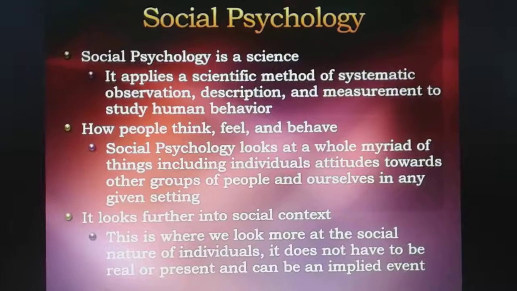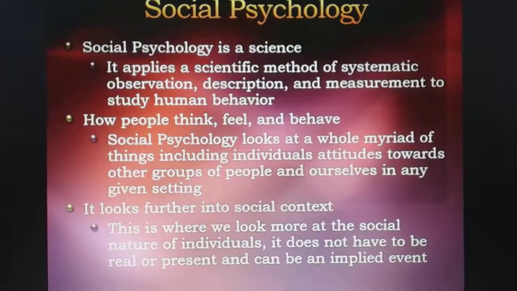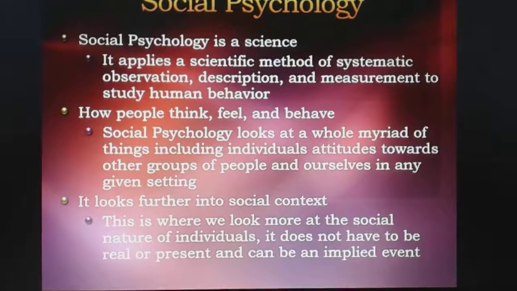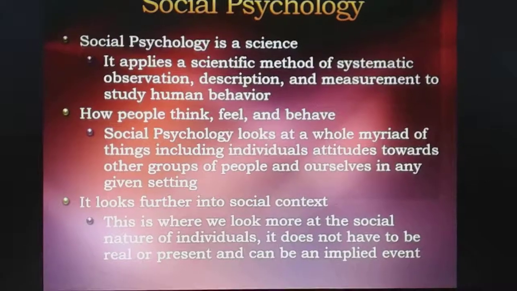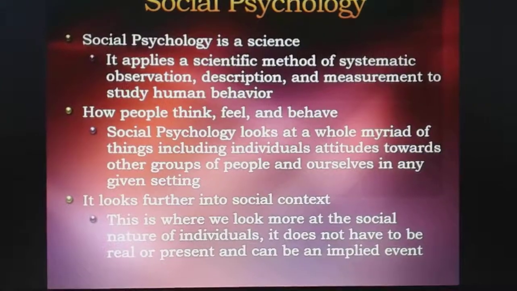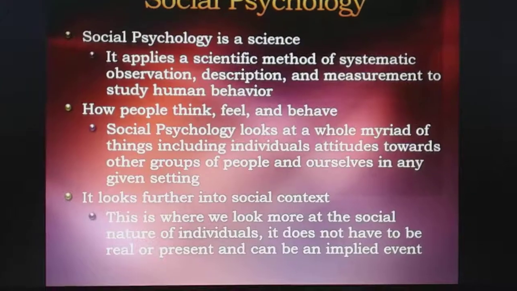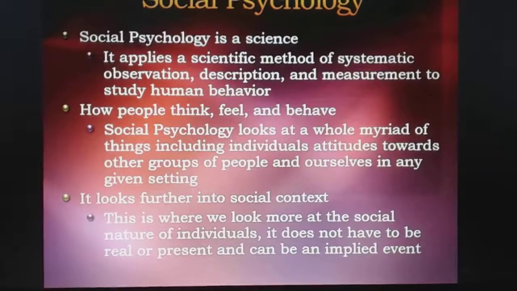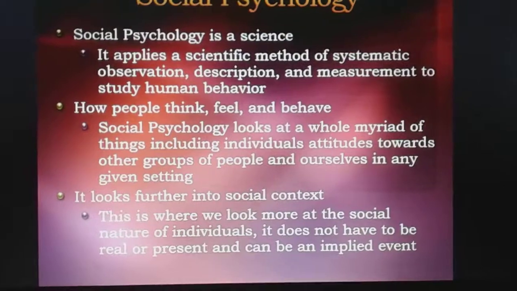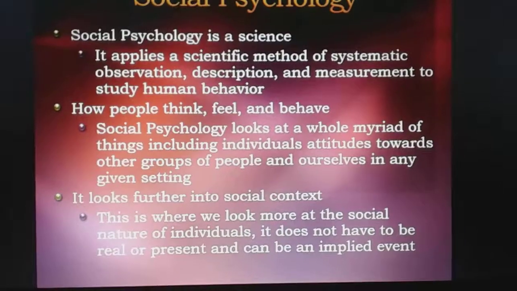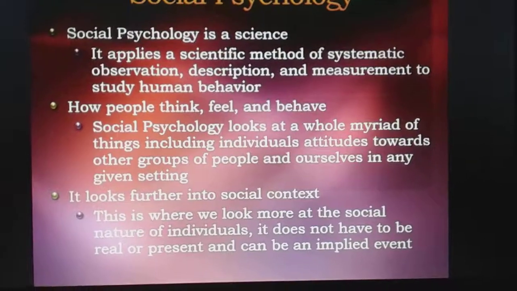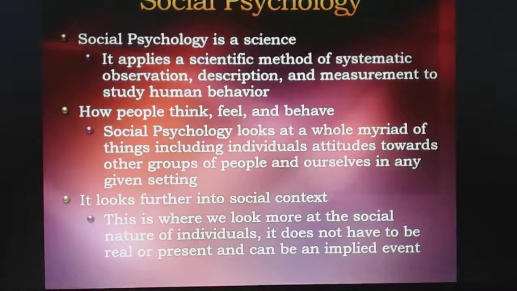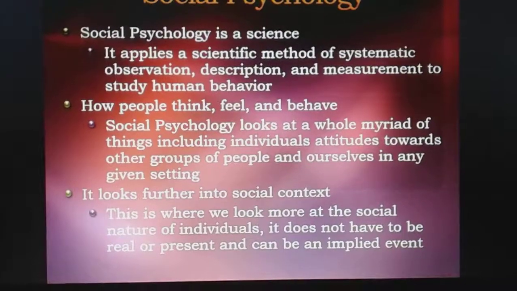Social psychology is a science. It applies a scientific method of systematic observation, description, and measurement to study human behavior. The second portion of the definition is talking about how people think, feel, and behave. Social psychology looks at a whole myriad of things, including individuals' attitudes towards other groups of people and ourselves in a given setting.